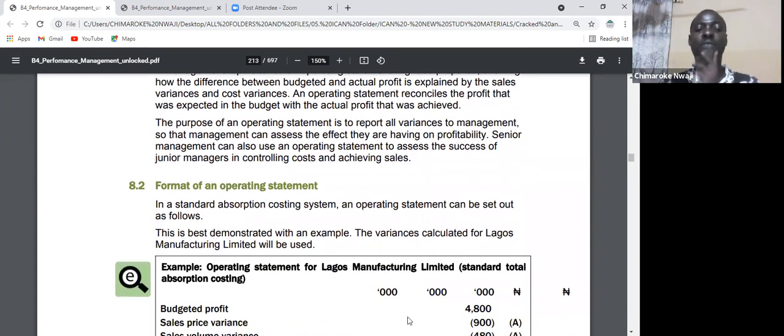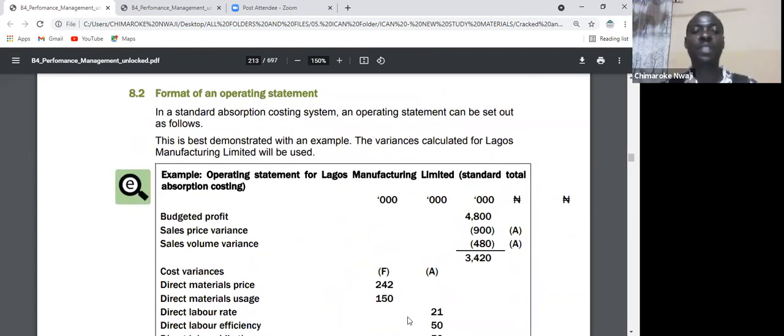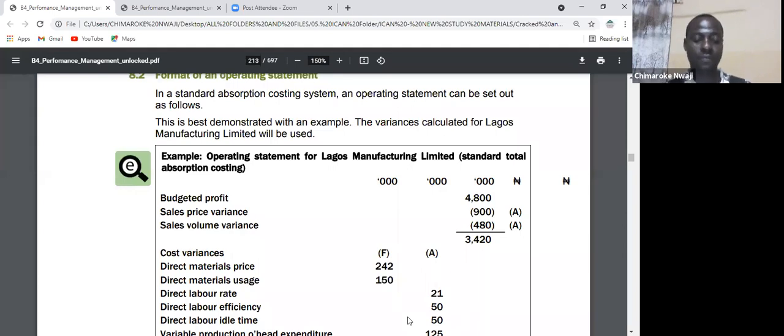So let's look at the standard format for an operating statement. What is the standard format? First of all, we bring in our budgeted profit because we plan the budget first. So this is our fixed budget. We start with that because that is what we would have calculated first. 4,800,000. So the first thing to do is bring in your sales variances first. If your sales variance is adverse, you deduct it. If it is favorable, you add.